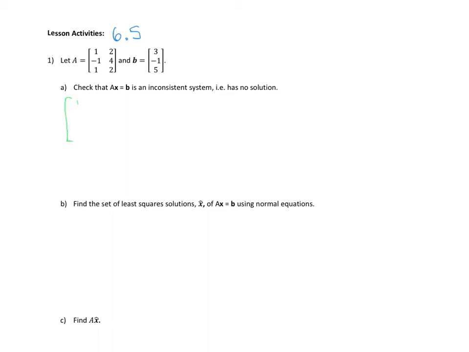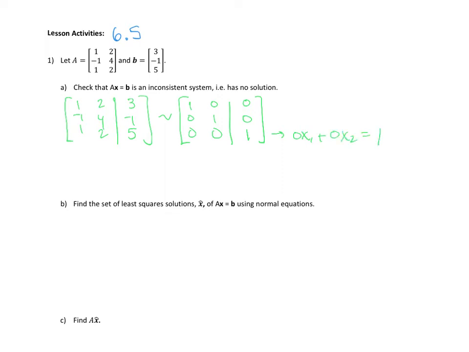So we're just going to put in 1, -1, 1, 2, 4, 2, augmented with the matrix B, 3, -1, 5. We row reduce, and you get 1, 0, 0, 0, 1, 0, augmented with 0, 0, 1. And this last row says 0x1 plus 0x2 equals 1, which is impossible. So this is inconsistent. No solution.